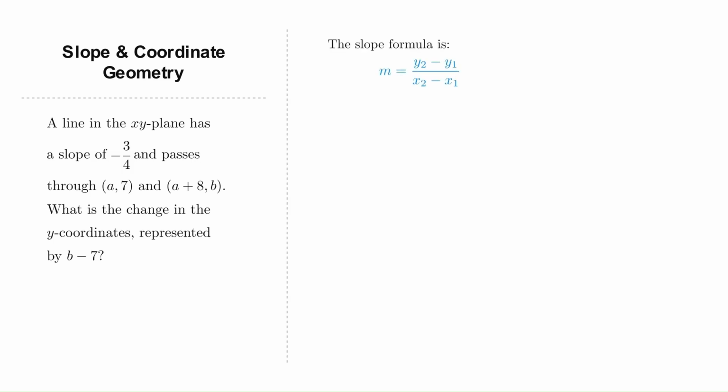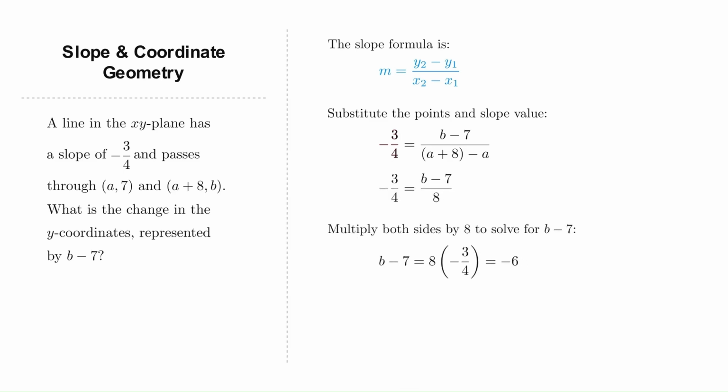We can begin by using the standard slope formula, which is m equals y2 minus y1, divided by x2 minus x1. Next, we substitute our known slope and coordinate points into this formula. To isolate our target expression, b minus 7, we can simplify like terms, then multiply both sides of the equation by 8. Thus, the change b minus 7 is -6.